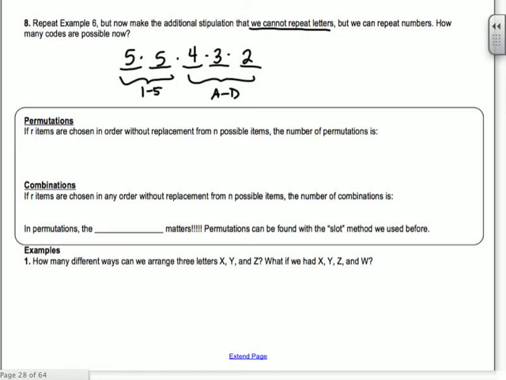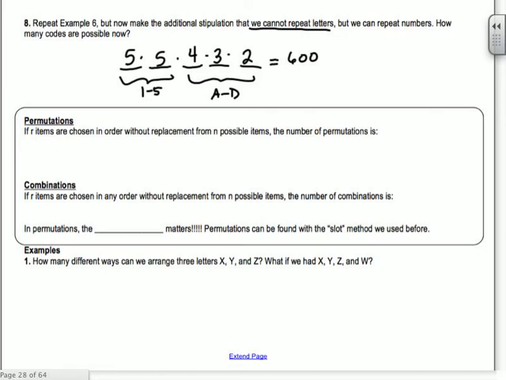Okay, is that all making sense, the fundamental counting principle? I think most people like that. I always call it the slot method. All right, so permutations and combinations are a little bit more confusing, but they're not too bad. So there is a difference between them.